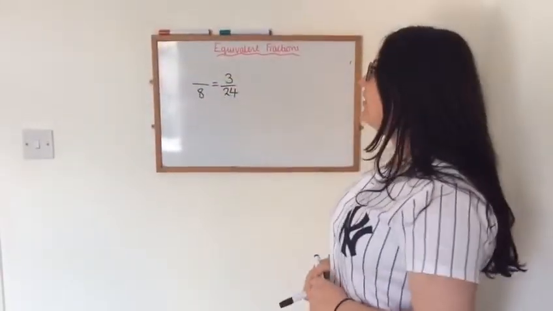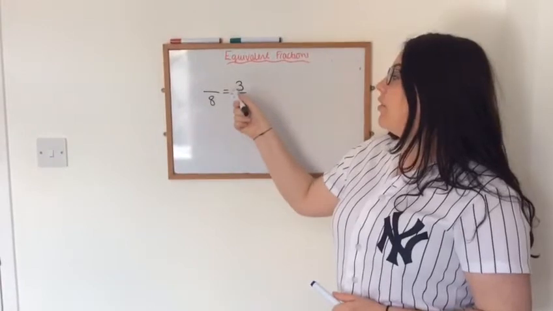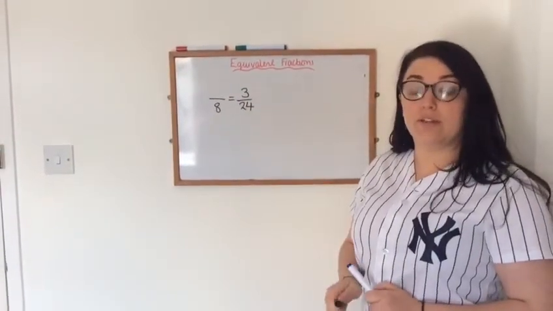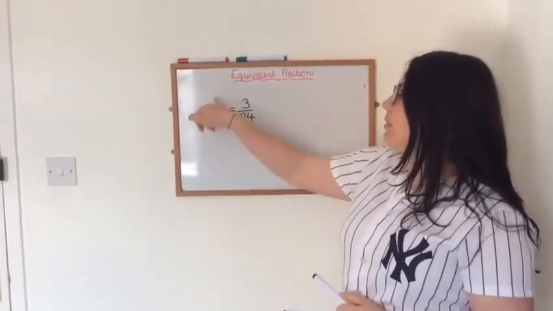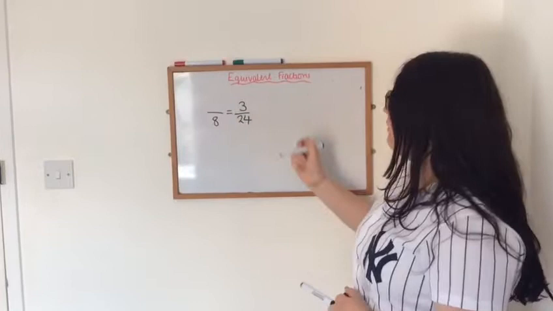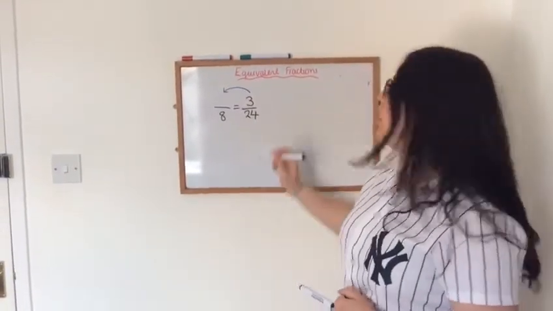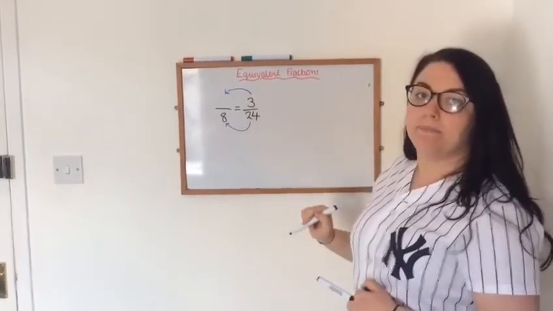Okay, so for our next question, we're going to do sum 8ths is equal to 3/24. So remember, the first step you need to do is draw your arrow to your missing number. So for this case, our missing number is here. So let's draw our arrow from our 3 to our missing number and then copy the arrow at the bottom. So they're exactly the same.